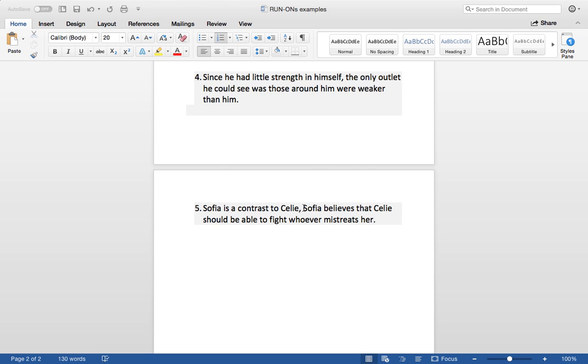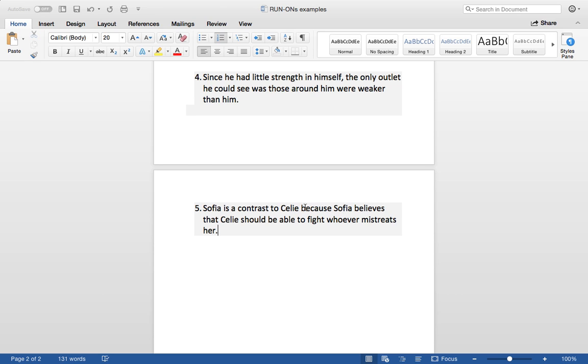The thing that I would like to do here: Sophia is a contrast to Celie because Sophia believes that Celie should be able to fight whoever mistreats her. Again, what we did was subordinate the second complete sentence and then do the test again. Is it true that because Sophia believes that Celie should be able to fight whoever mistreats her? You see, it doesn't make sense as a sentence. So we've got several different fixes.